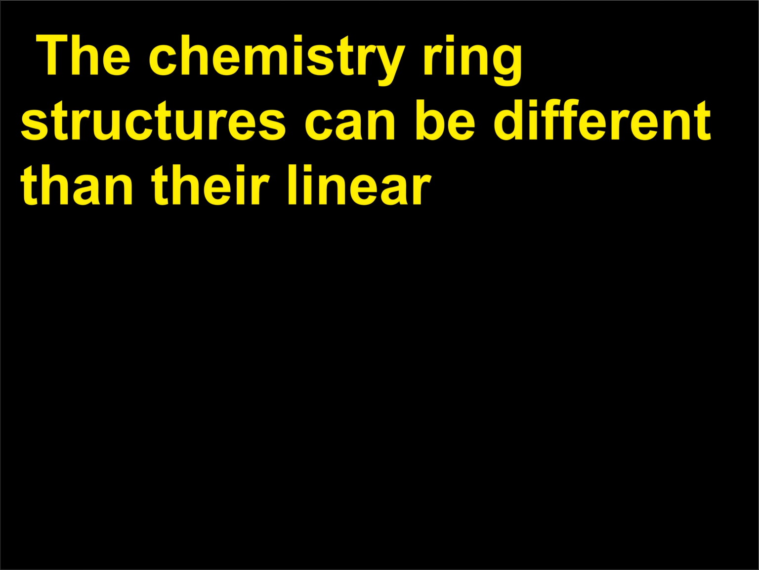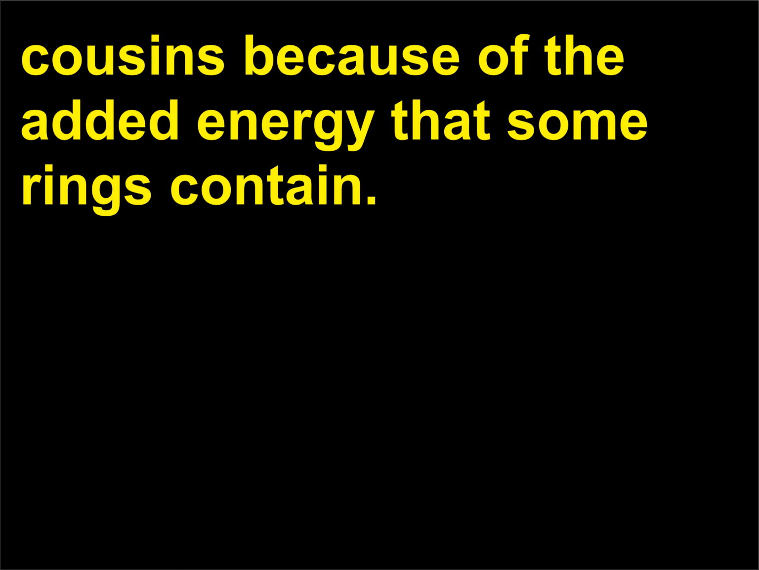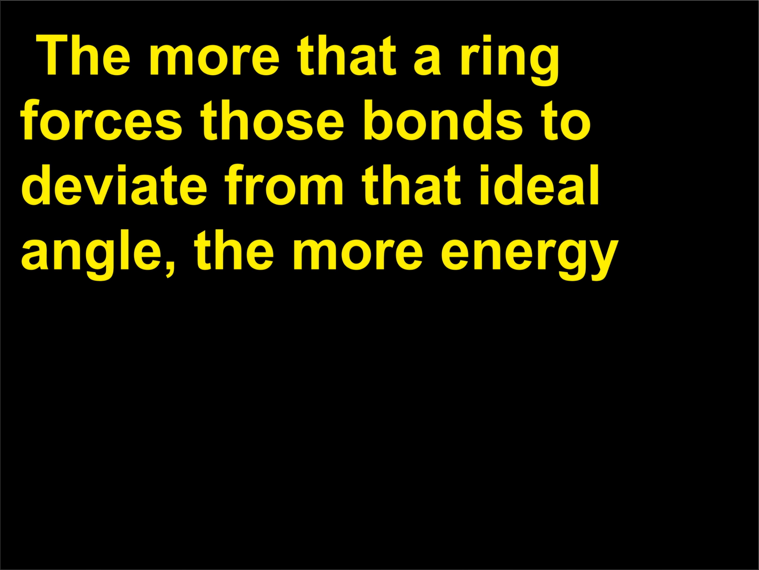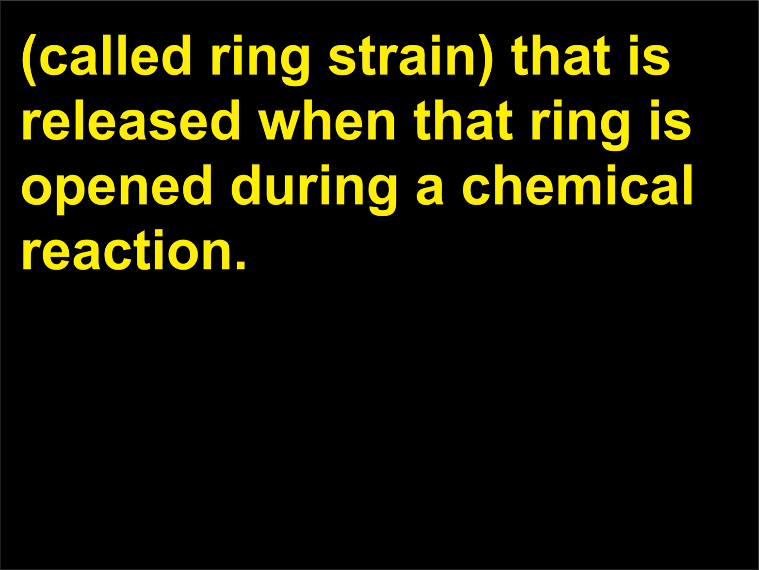The chemistry of ring structures can be different than their linear cousins because of the added energy that some rings contain. We know that sp3 hybridized atoms like to form bonds that are separated by 109.5 degrees. The more that a ring forces those bonds to deviate from that ideal angle, the more energy, called ring strain, that is released when that ring is opened during a chemical reaction.